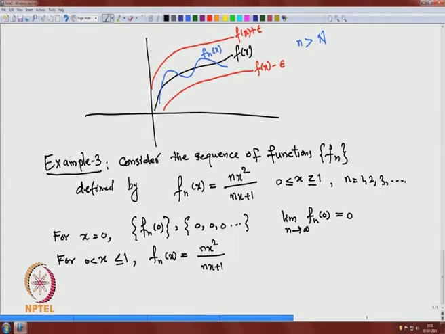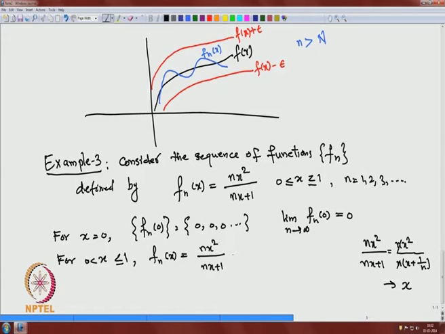And we can show it easily by a manipulation: n x square by n x plus 1, which is n x square by n, we take x common, x plus 1 by n. And this is equal to, so n and n get cancelled, and as n goes to infinity, the denominator becomes x and the numerator is x square. So, x square by x, that is x.